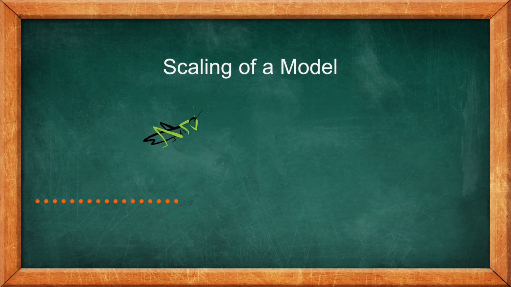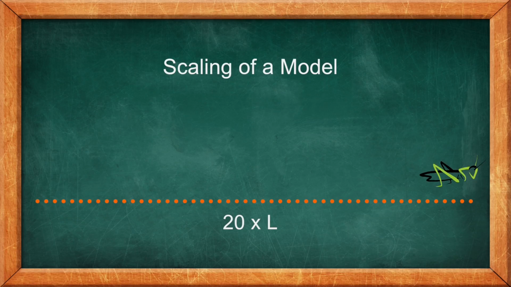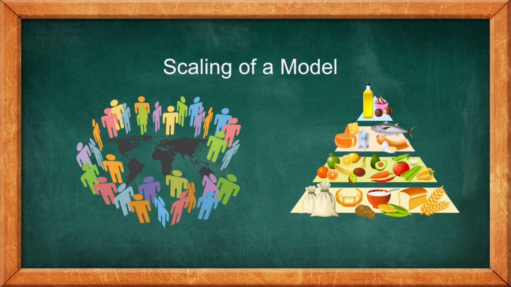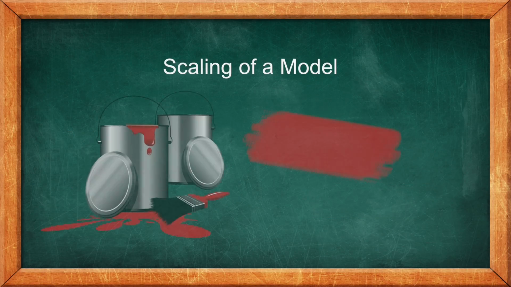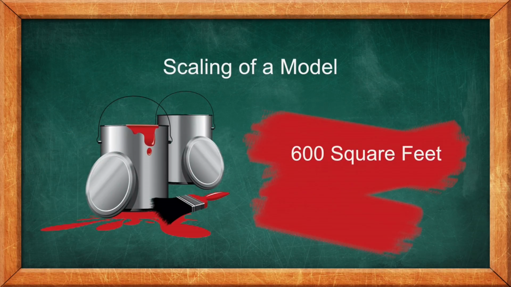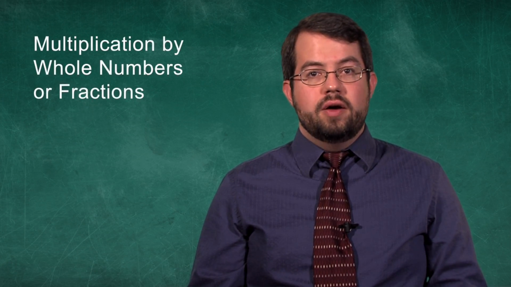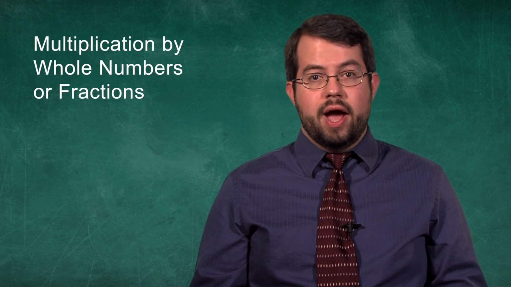Scaling is an important model for multiplication, and we use it all the time. For example, if a grasshopper can jump 20 times its body length, how far is that? Or if we know how much food it takes to feed the current world population, how much more food would be needed if the population increased by 15%? If it takes 2 cans of paint to cover 600 square feet, how much paint would we need to cover 2,000 square feet?